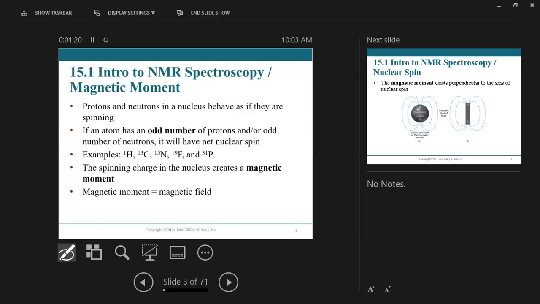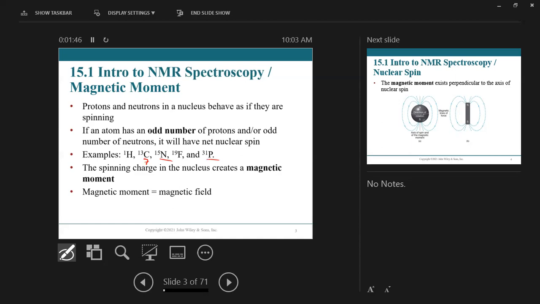It says protons and neutrons in a nucleus behave as if they were spinning. If an atom has an odd number of protons and/or an odd number of neutrons, it'll have a net nuclear spin. You can see right here, an odd number of neutrons. So this has 7 neutrons, right? And people do look at nitrogen and phosphorus NMR.